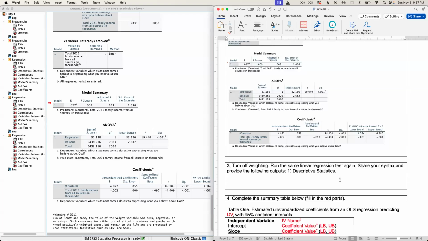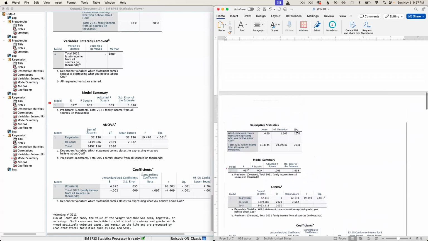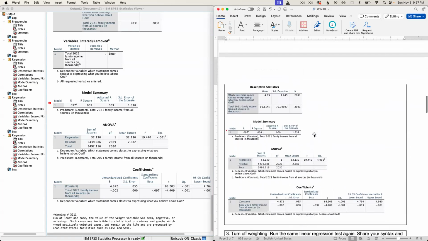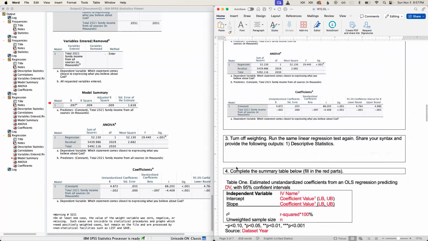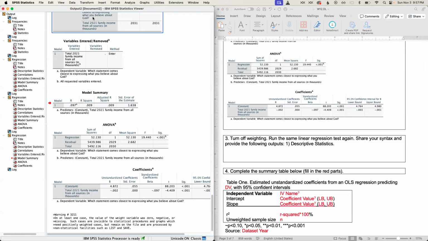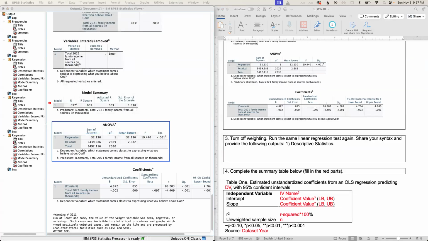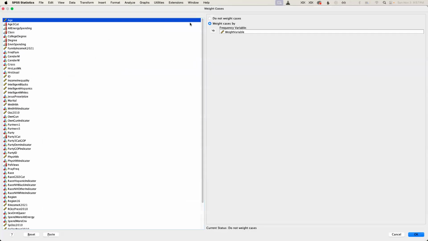Now I'm going to turn off weighting, and I'm going to do the same regression and get the descriptive statistics, because if this is weighted, this isn't the actual number of respondents, right? Because the cases are adjusted to make it better match the target population. So I want to know how many respondents there actually are. So I'm just going to go to weight off and click play, or I can go Data, Weight Cases. I can click Do not weight cases and click OK.